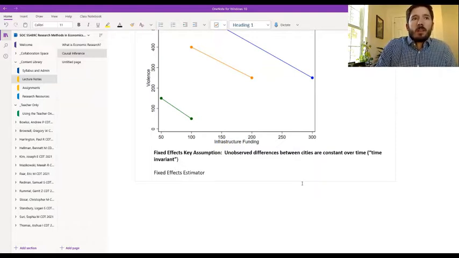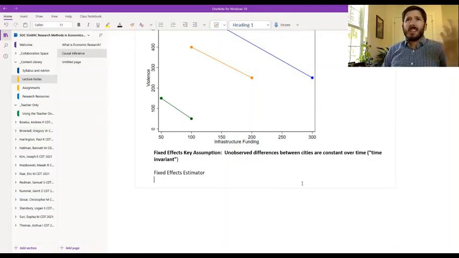Okay, so fixed effects estimator, what is it doing? We'll be a little bit more explicit about this, because I think it's helpful to think through and understand, when you see it, what people are assuming when they're using this estimator. So basically the idea is we've got this assumption where unobserved differences between cities are constant over time.